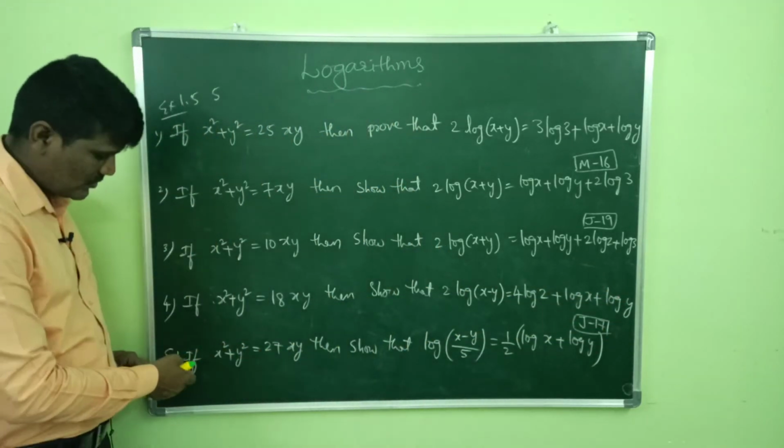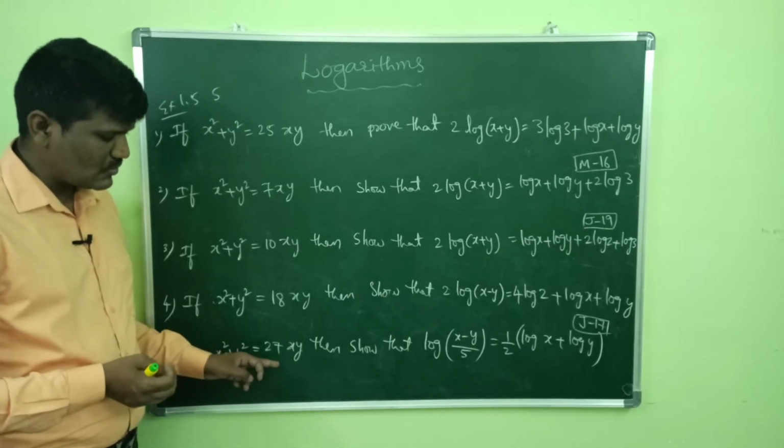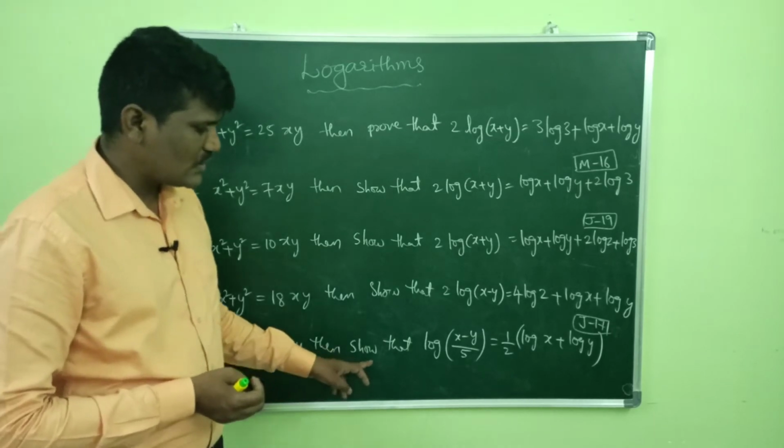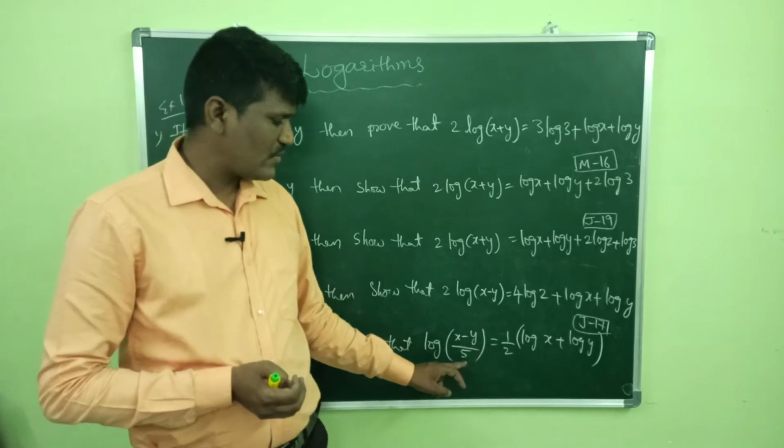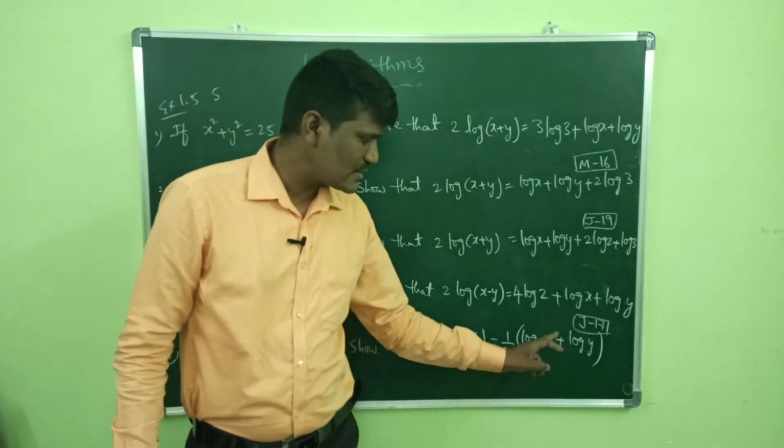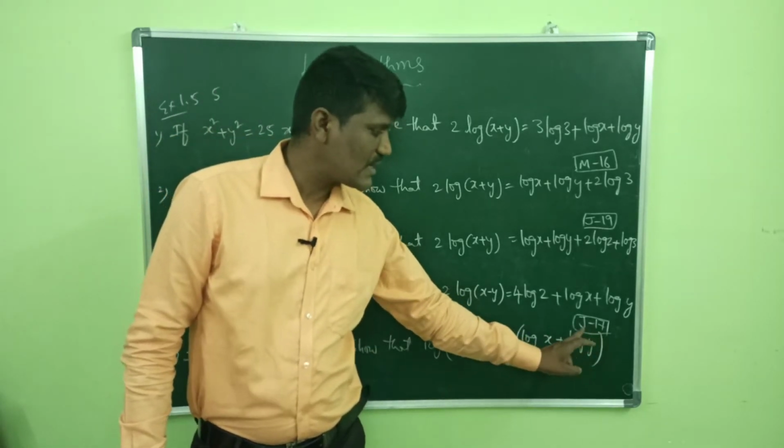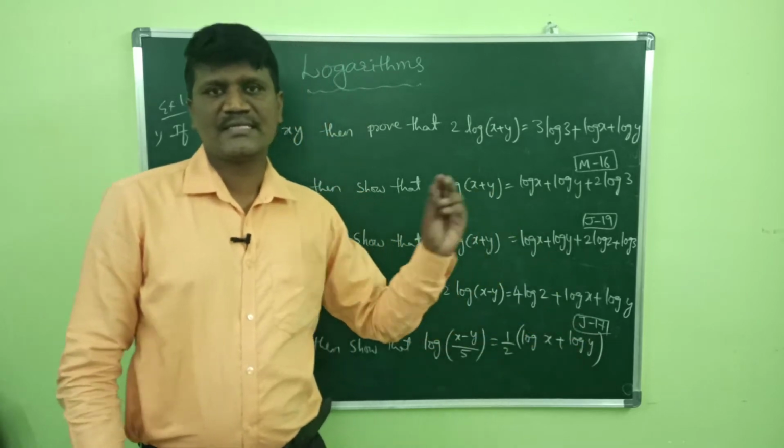And the last problem, if you see, if x square plus y square is equal to 27xy, then show that log of x minus y by 5 is equal to 1 by 2 of log x plus log y. This is the question asked in June 2017.